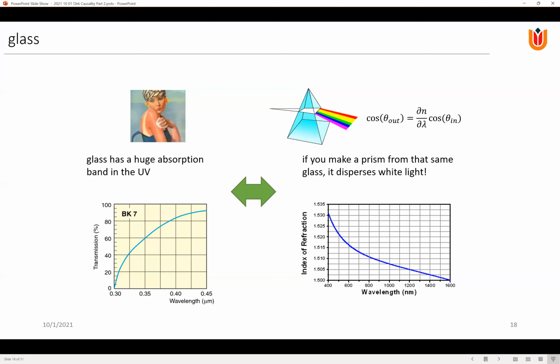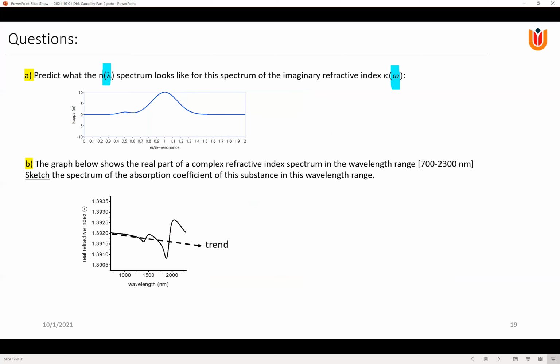If you look from 400 nanometers up to, let's say, 1600 nanometers, you see that the refractive index, so the conjugate part of that absorption coefficient, decreases. That's glass. It also works for water. It also works for blood. I'll get to that in a moment.